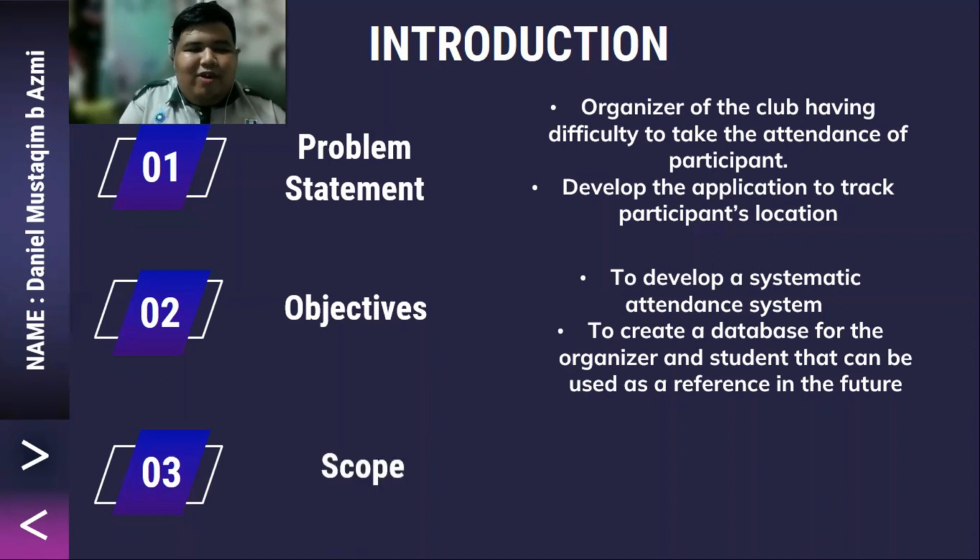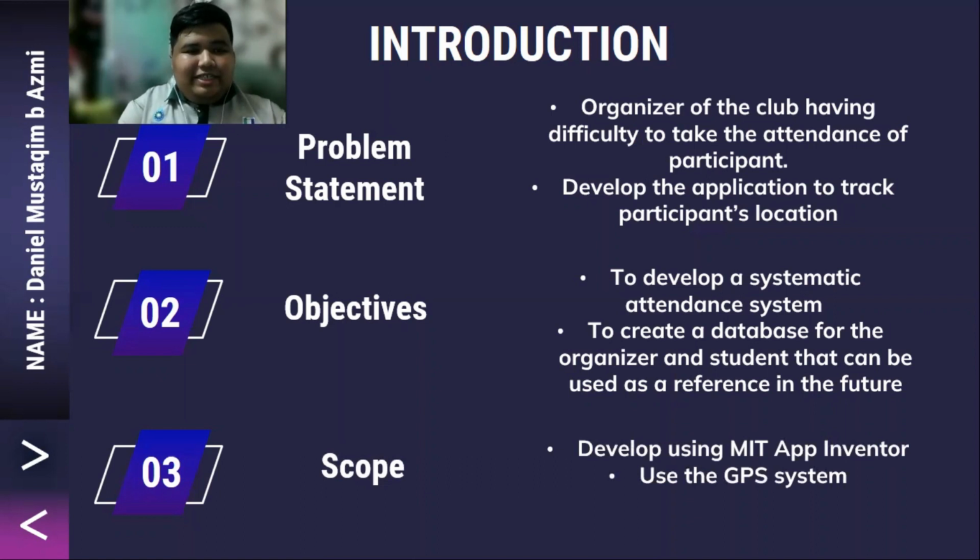The scope of our project is that the application will be developed using MIT App Inventor, and we also want to use the GPS mode. So when the GPS mode is on, the system can determine the student's location.